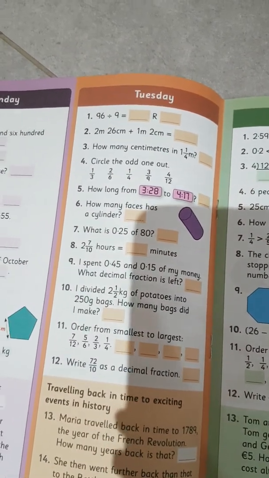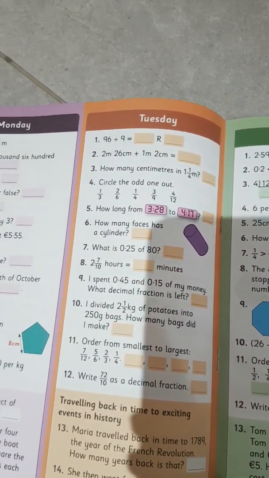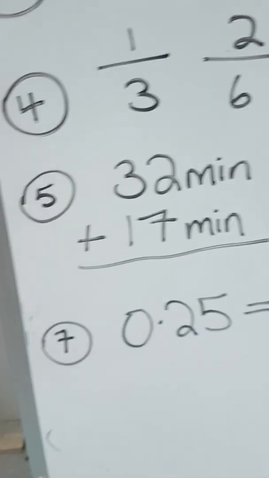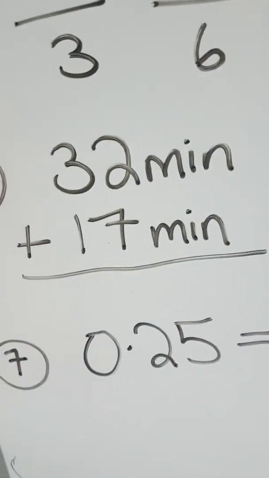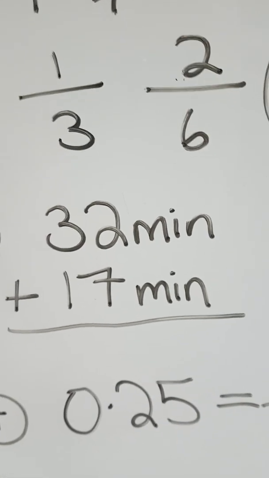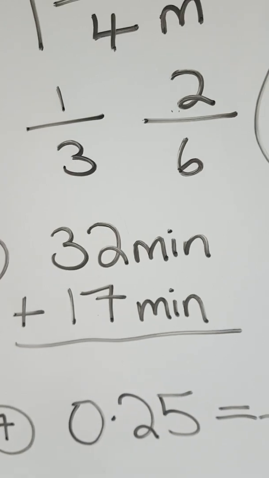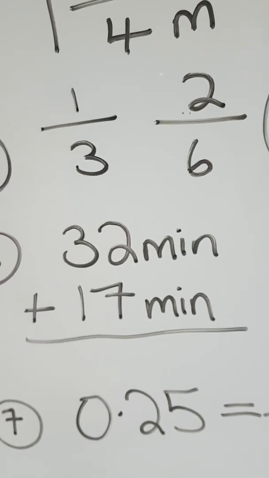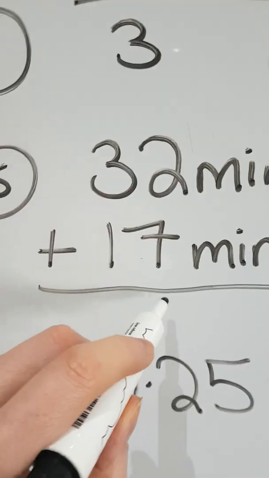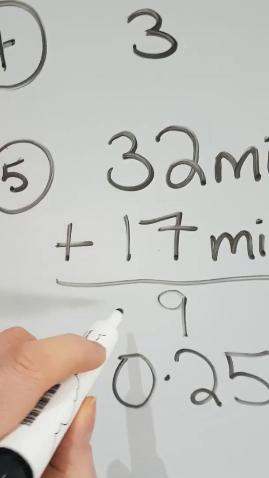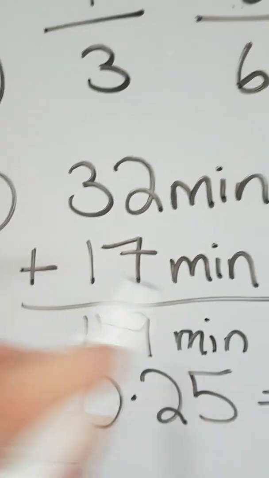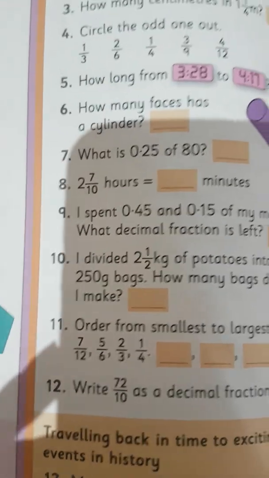Question 5, how long from 3:28 to 4:17? What I would do there is say, well, there's 32 minutes left from 3:28 until 4 o'clock. And then there's another 17 minutes after that. So if I just add 32 and 17, I'll get my answer. 2 and 7 is 9, and 3 and 1 is 4. So 49 minutes altogether there.